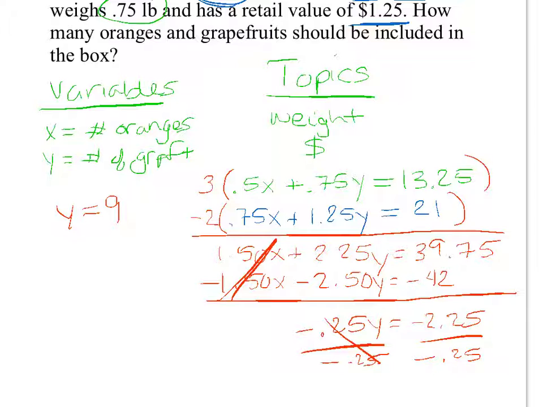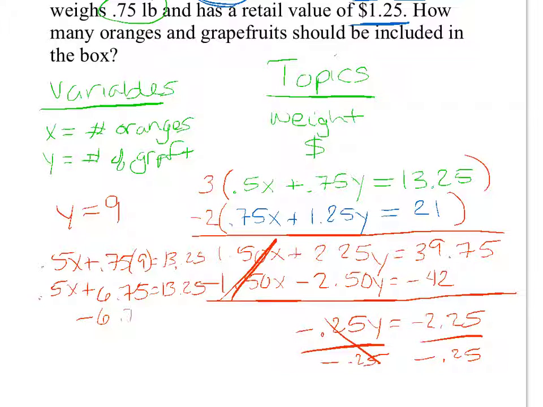And now we want to figure out what is the number of oranges. So we have to pick one of the equations to plug 9 in for, and I think I'm going to plug it in the top one. So we get 0.5x plus 0.75 times 9 equals 13.25. Of course I have to do this without a calculator. $1.50 for 2 of them, so for 4 of them we've got $3, then we've got $6, $6.75 equals 13.25. If I did my math wrong, I apologize. You can catch me on that if you want.